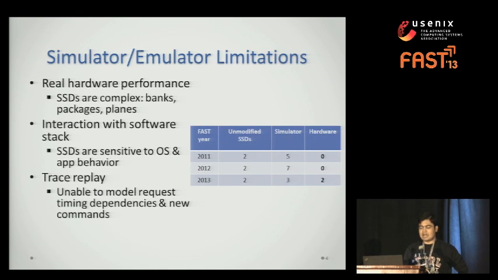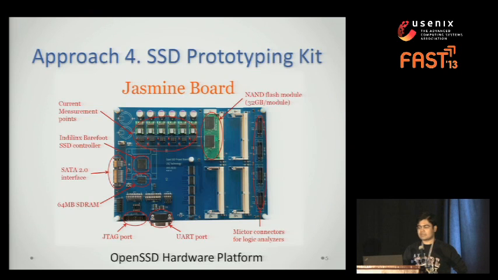Finally, you have the problem of replaying traces that they cannot model request dependencies. For example, if you have consistency or ordering guarantees which need to be provided across different requests, that cannot be done during the replay of a trace. And also, most traces tend to have read and write commands, and they do not tend to have the new commands which you want to expose with these devices.